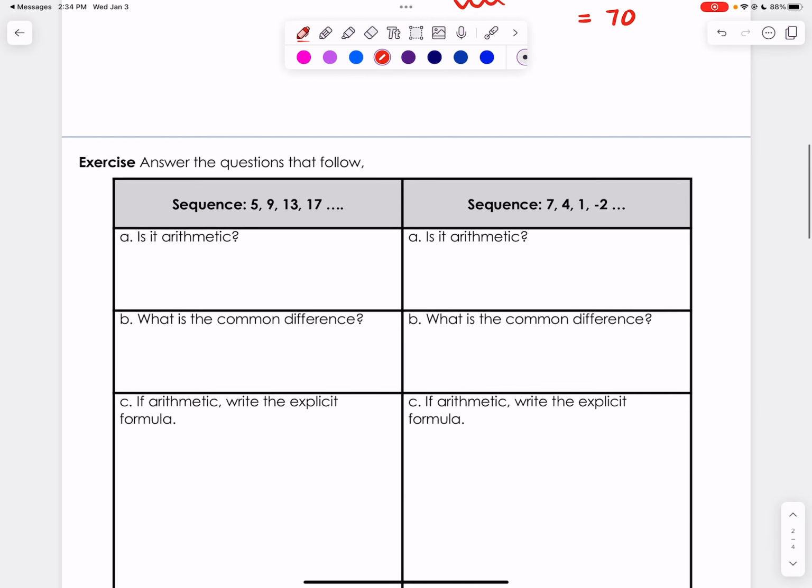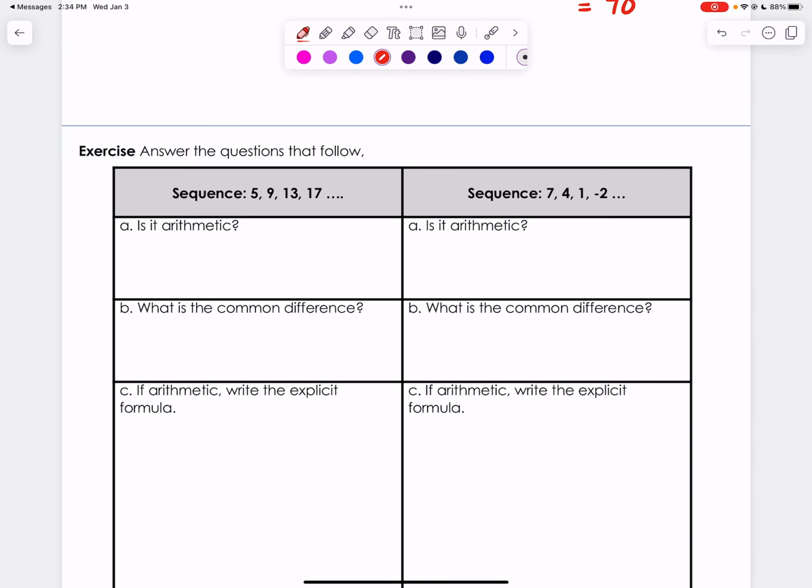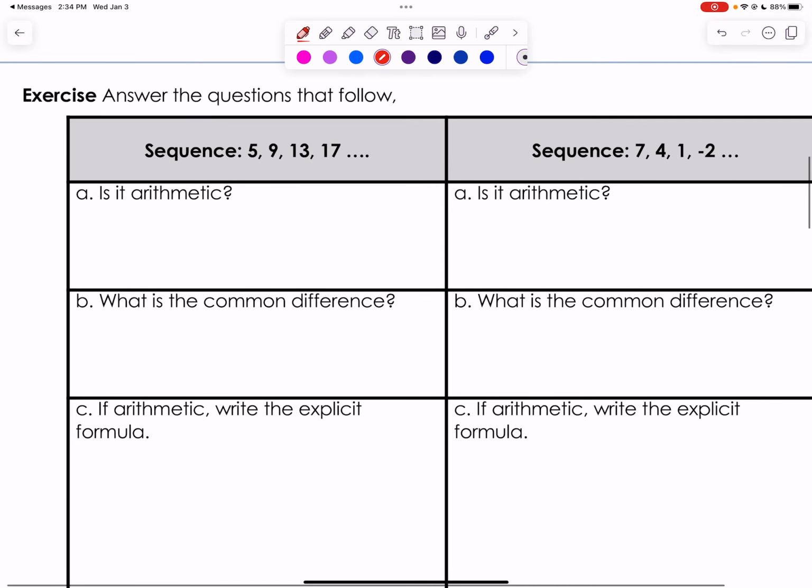Okay, now let's go on to this arithmetic stuff. So we have the sequence 5, 9, 13, 17. The first thing we want to do is we want to figure out if it's arithmetic. So we said arithmetic sequences are linear, meaning they go up by the same value or go down by the same value each time using addition or subtraction.